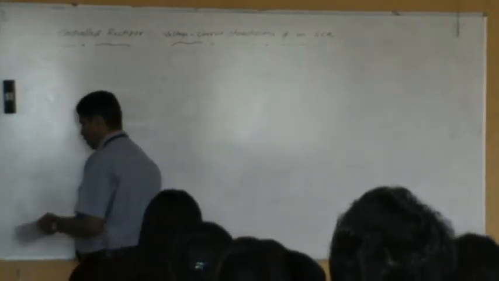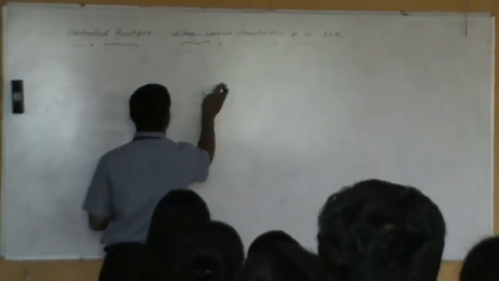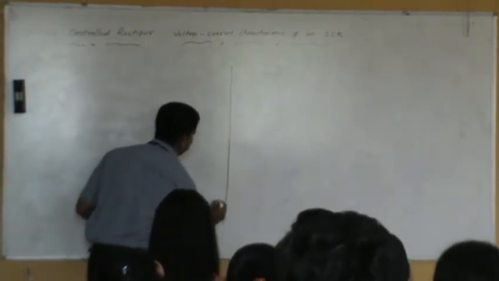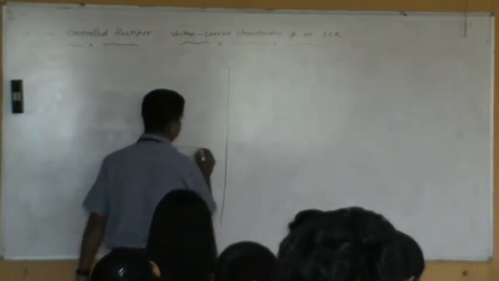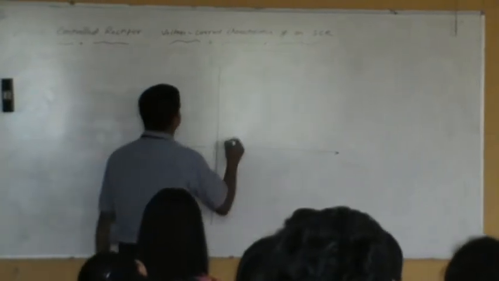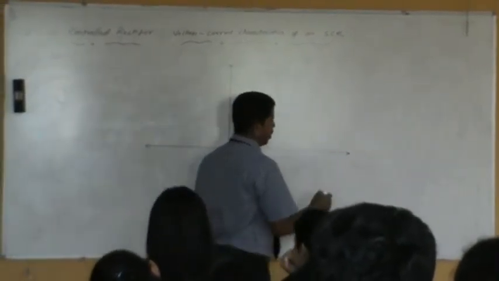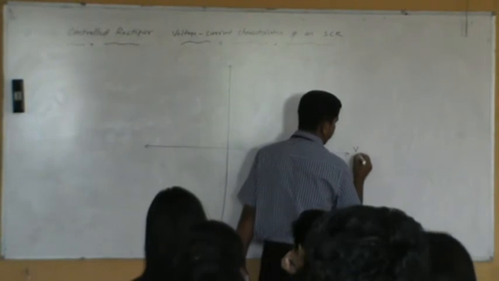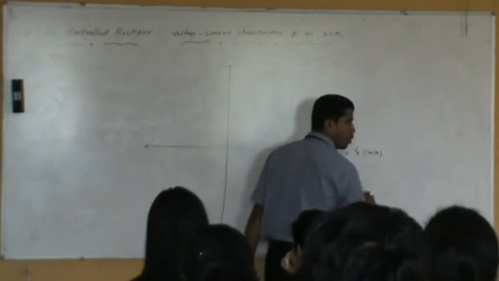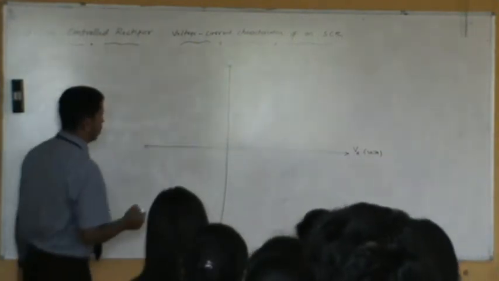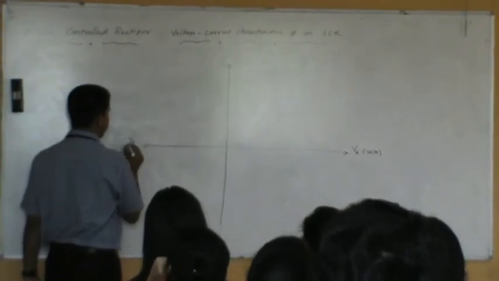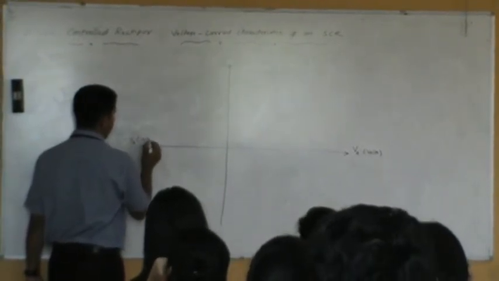Voltage current characteristics. In this voltage current characteristics, let me take the anode voltage, positive anode voltage, along the positive x-axis. Negative anode voltage, let me plot it along the negative of x-axis, which is going to be in volts.